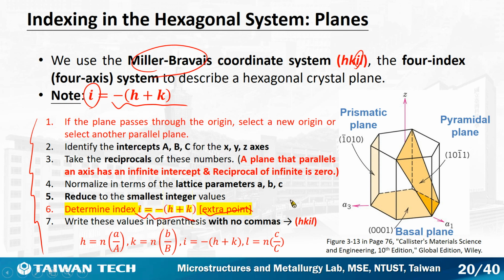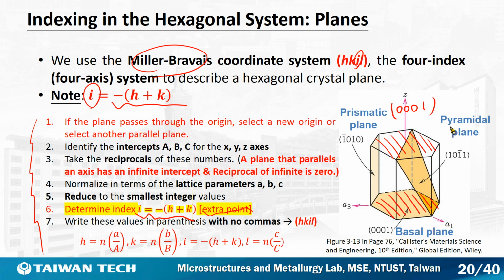Okay, we can see some example here. For example, this is what we call basal plane. It's 0001. How to see so? Okay, so we need to find the intercepts, right? We first move it here, and then see the intercepts with A1, A2, and A3. So there is no intercepts, so it will be 0, 0, 0. And for Z, just one.